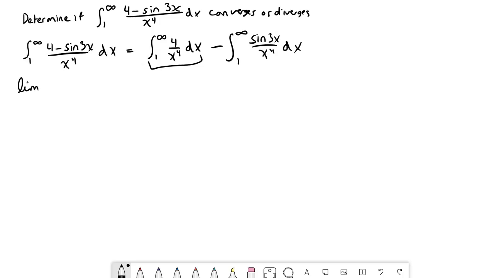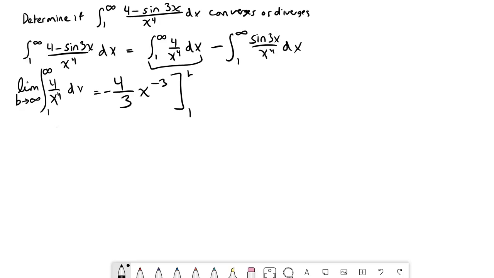So the limit as b approaches infinity of the integral from 1 to b of 4 over x to the 4th dx. Let's see, what is this integral? It's the integral of x to the minus 4 dx, which is equal to, you add 1 to the exponent and it's negative 1/3 x to the minus 3. And then we just bring the constant over. So it is 4 over 3 times negative x to the minus 3. Let me just double check that one. Yeah, that sounds about right.